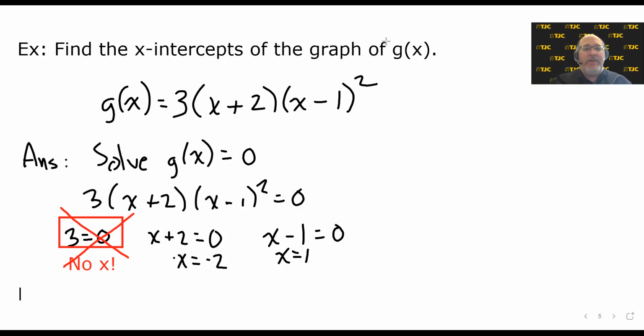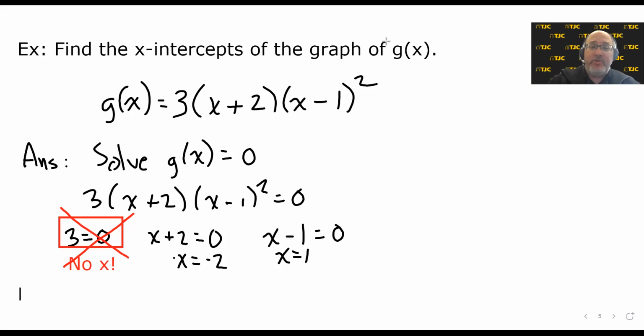So the point I wanted to make here was if you are solving a factored polynomial equal to 0, like this one, and one of the factors is strictly numerical with no x's, like the 3, you can pretty much just ignore it because putting it equal to 0 doesn't even make sense. 3 is not equal to 0, and there's no x to solve for. So we just say that factor won't contribute to the product being 0.